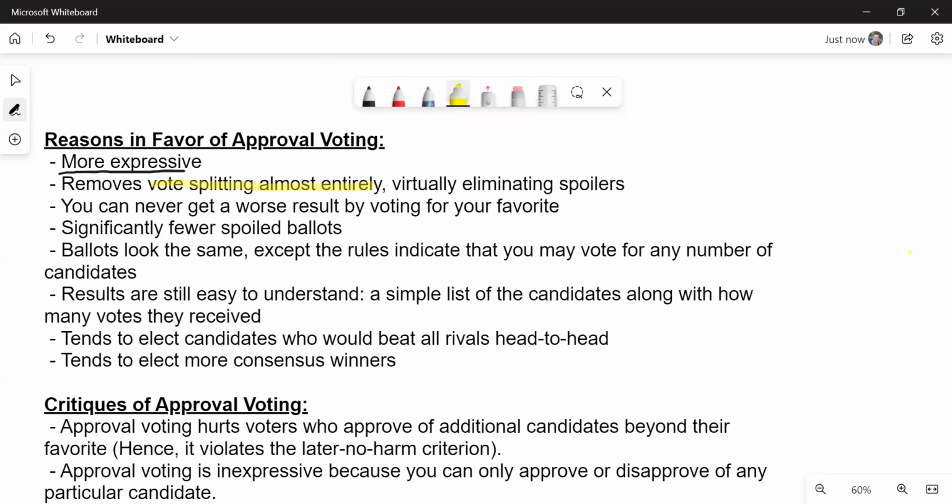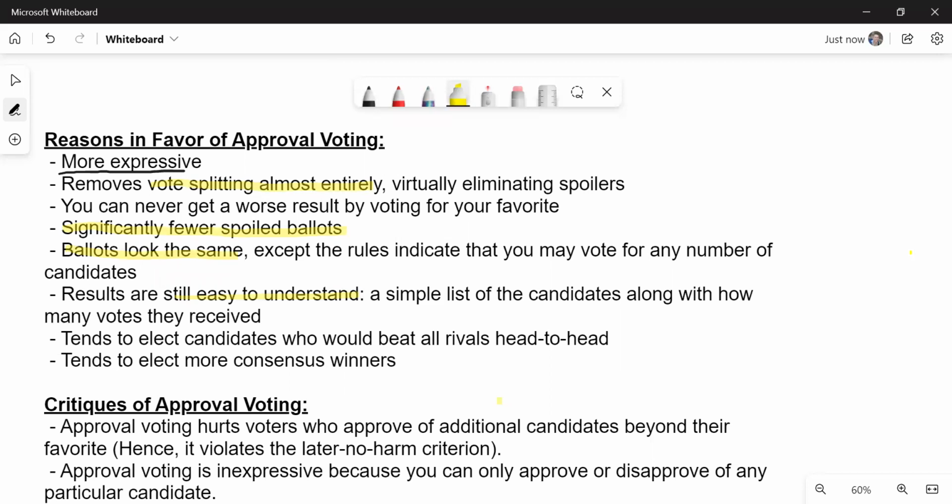Number 4, you have significantly fewer spoiled ballots. Number 5, ballots look the same, except the rules indicate that you may vote for any number of candidates. So you don't have to have something radically different. The next one, results are still easy to understand. That's true. Whoever gets the most approval wins. A simple list of the candidates along with how many votes they received.